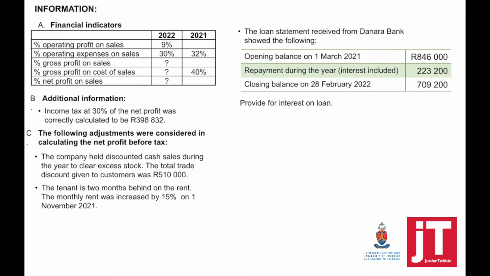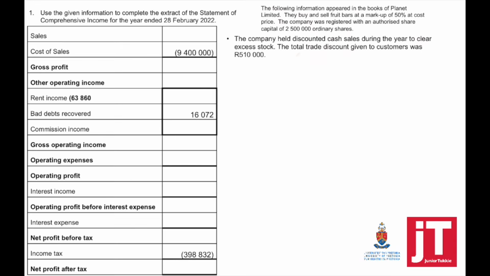Ensure that you familiarize yourself with the information provided. There's always a reason why they've provided the information. Completing the income statement. The company held discounted cash sales during the year to clear excess stock. The total trade discount given to customers was 510,000. They provided the cost of sales to me, and they provided the profit markup of 50% on cost.